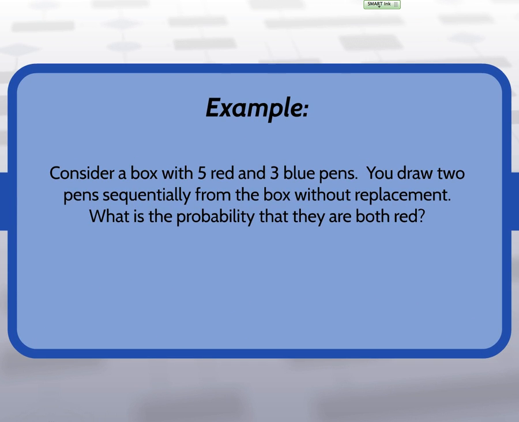So here's the first example. There's a box with 5 red and 3 blue pens. You draw 2 pens sequentially from the box without replacement. So you take 2 pens, you're not looking. The question is, what's the probability that both of those pens are red?